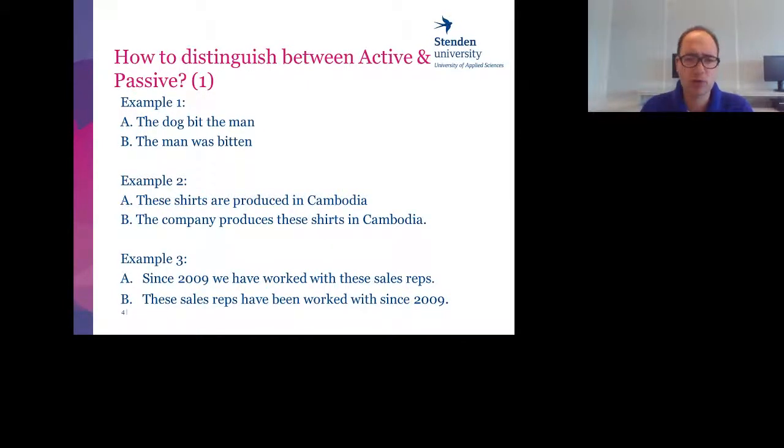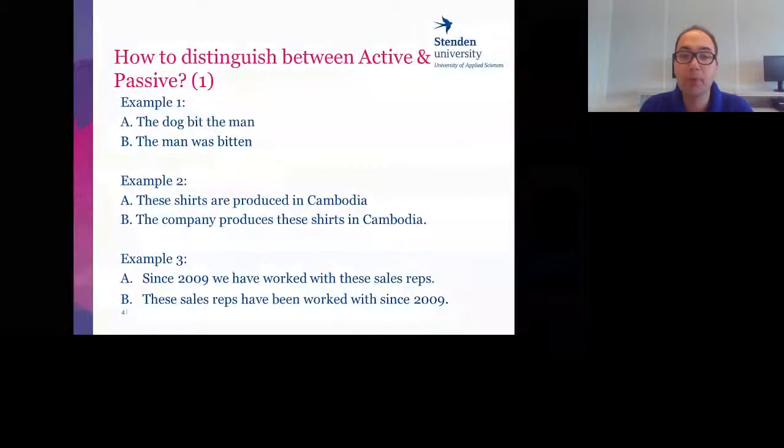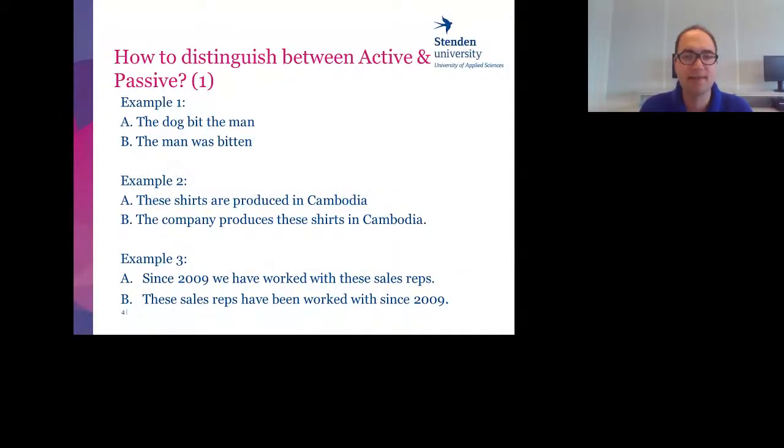Second example, these shirts are produced in Cambodia. This is a passive sentence. As you can see, these shirts cannot do something by themselves, but something happens to them, namely that they are produced in Cambodia. The B example, the company produces these shirts in Cambodia, is the active sentence because you see in sentence A that by the company has been left out. Once again, for the same reason as example 1. It's about the process and not so much about who does that.